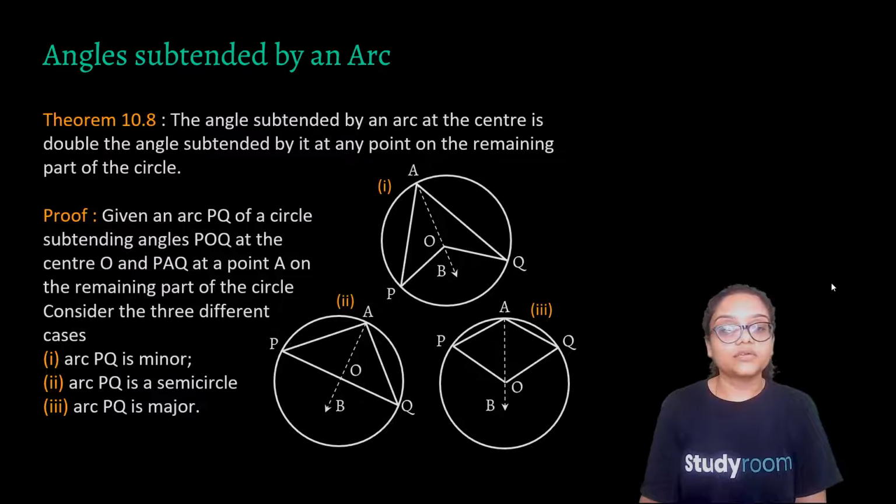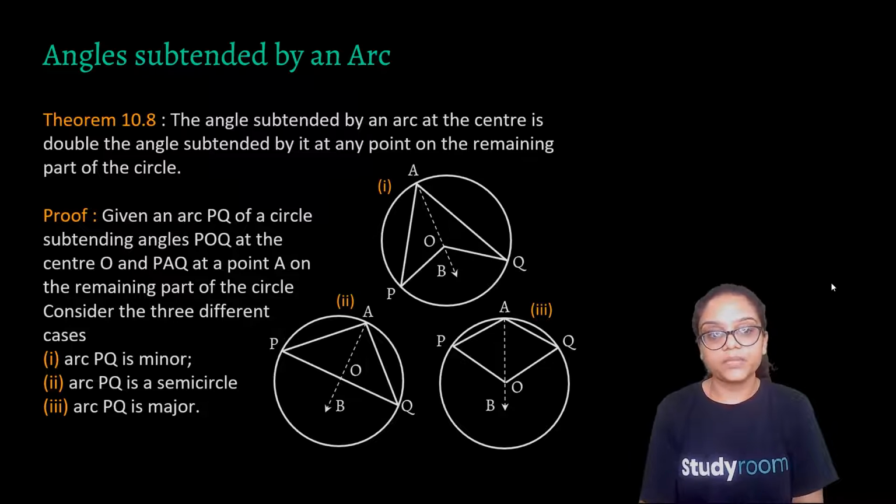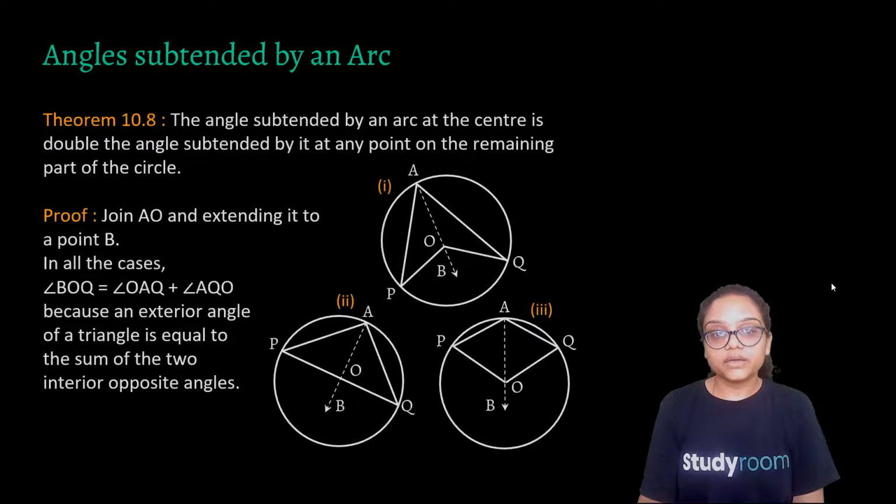Now, given an arc PQ of a circle subtending angle POQ at the center and angle PAQ at the boundary, arc PQ can be minor, a semicircle, or major. There are three possible conditions, and all three are drawn in front of you. Let us consider case 1. Join AO, extending it to B. In all cases, what is angle BOQ?